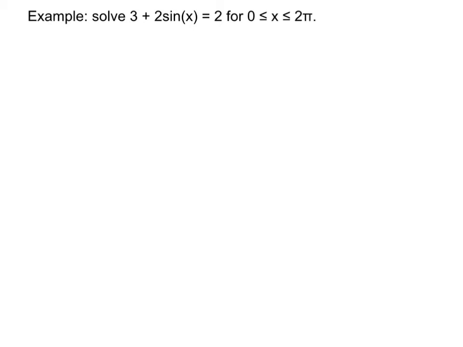So my first example is this: solve 3 plus 2 sine x equals 2, for the interval between 0 and 2 pi. There's only one trig expression here, so I'm effectively going to isolate the sine x and then use inverse sine to solve the problem. If I move the 3 over, I'll have 2 sine x equals -1. Divide by 2, and we get sine x is -1/2. And then here we'll use inverse sine. We'll say x is the inverse sine of -1/2.